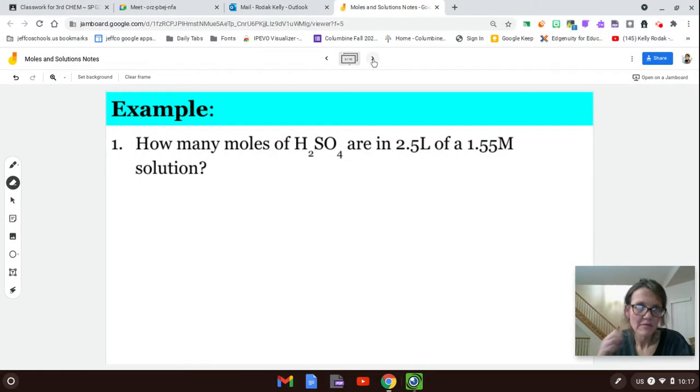Next problem. Okay. So how many moles of H2SO4 are in 2.5 liters of 1.55 molar solution?